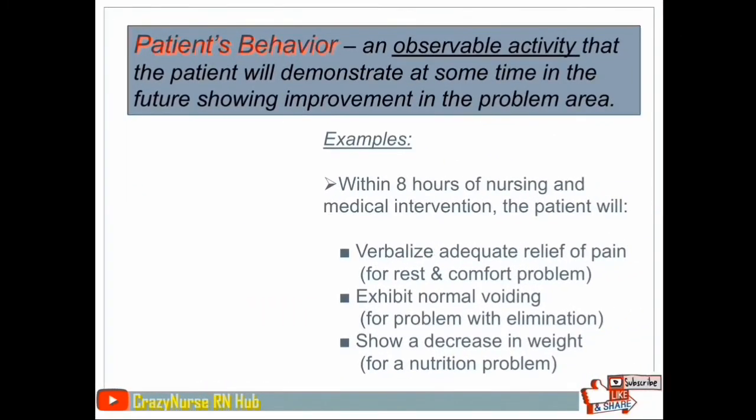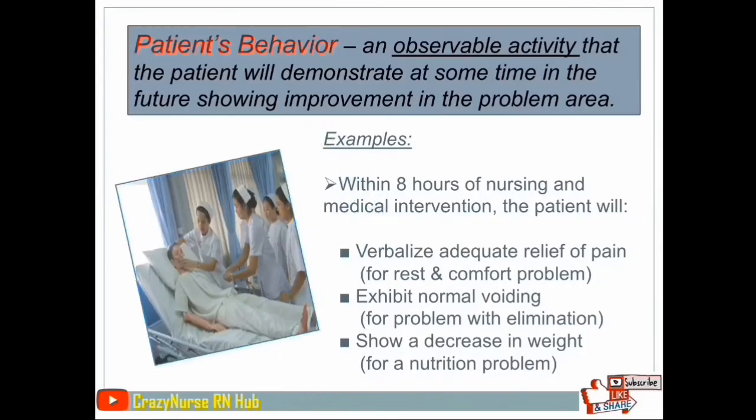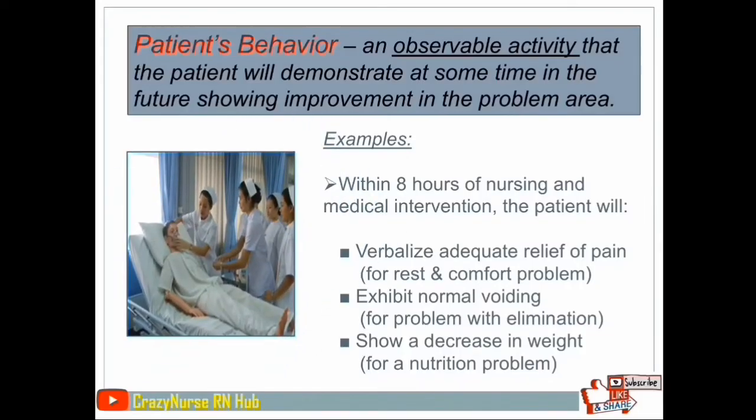For the patient behavior, this is an observable activity that the patient will demonstrate at some time in the future, showing improvement in the problem area. Examples are: within 8 hours of nursing and medical intervention, the patient will verbalize adequate relief of pain. So this refers to the rest and comfort problem. Next, we have exhibit normal voiding. This refers to the problem with elimination. Also, we have show a decrease in weight for a nutrition problem.